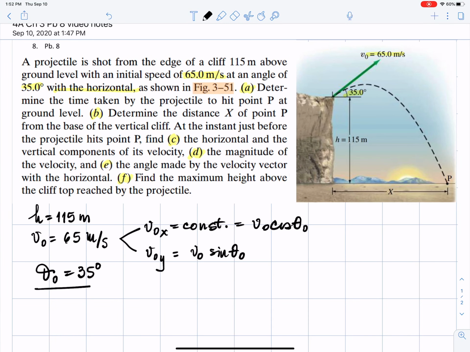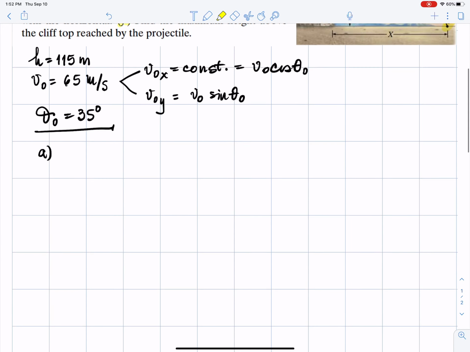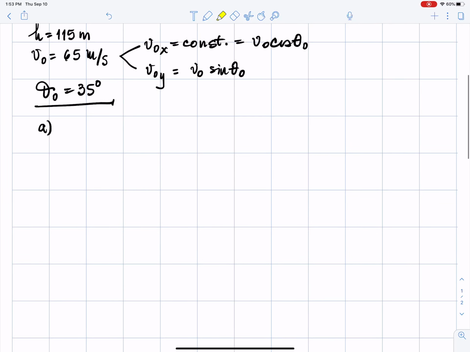Okay, so in part A, you are asked to determine the time taken by the projectile to hit point P, so to make it all the way to the ground. In other words, how much time does it take the projectile to go on this path? Very well, so let me put here T index total, in seconds. That's what you are asked to find. So let's write down the equation first.